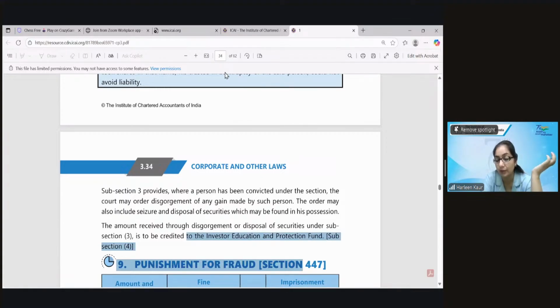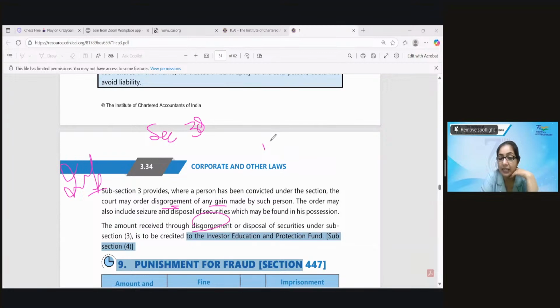MCQ का क्वेश्चन बन सकता है. MCQ में क्या क्वेश्चन आ सकता है? Under section 38, all the amount of the convicted person will be disgorged by the government, any gain made by such person. This amount of disgorgement shall be credited where? To the IEPF account, Investor Education Protection Fund, जो कि हम चैप्टर नंबर 7, 8 आगे जाके इसके बारे में पढ़ते हैं.